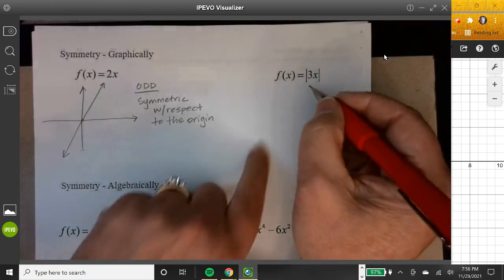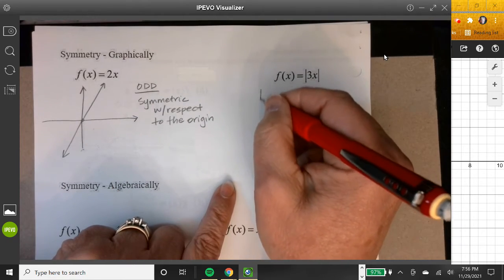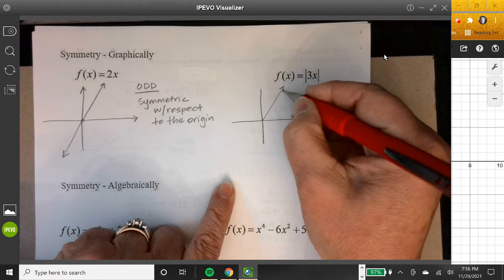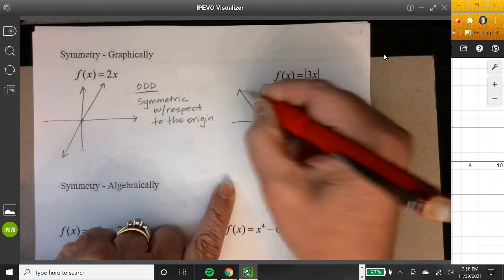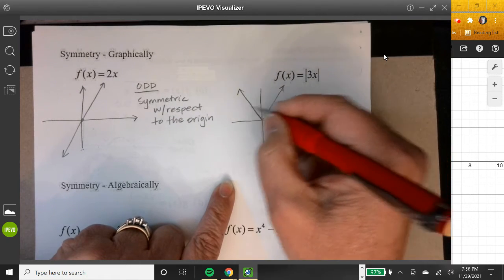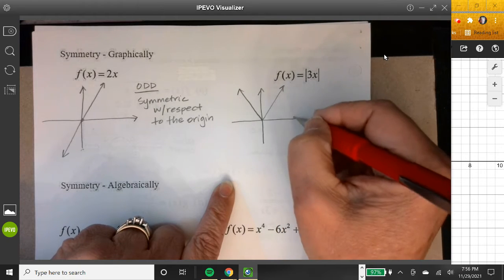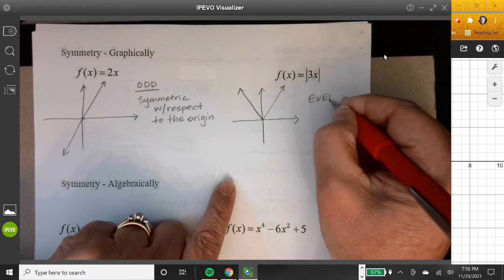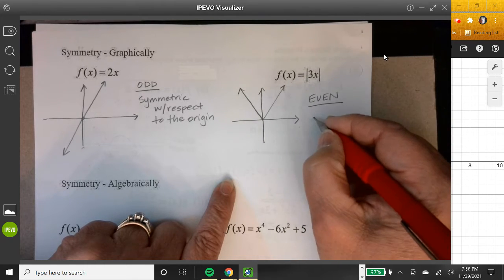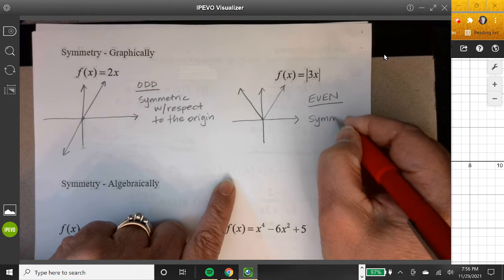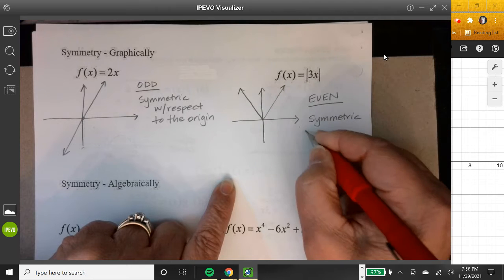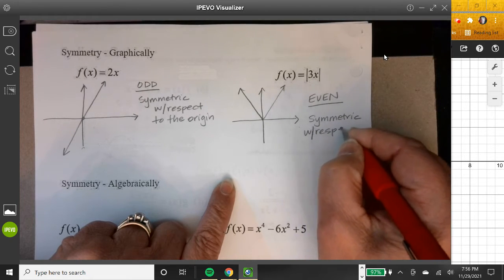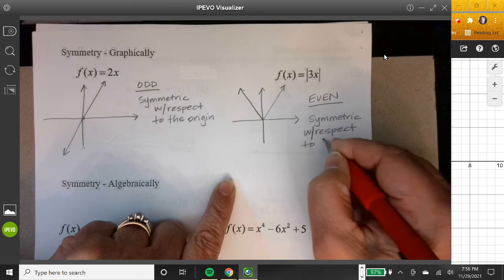Now, this one here is the absolute value of 3x. If I were to graph that, it's going to look like this because it has a slope of 3 on this side and negative 3 on this side. This one is even because it's symmetric with respect to the y-axis.